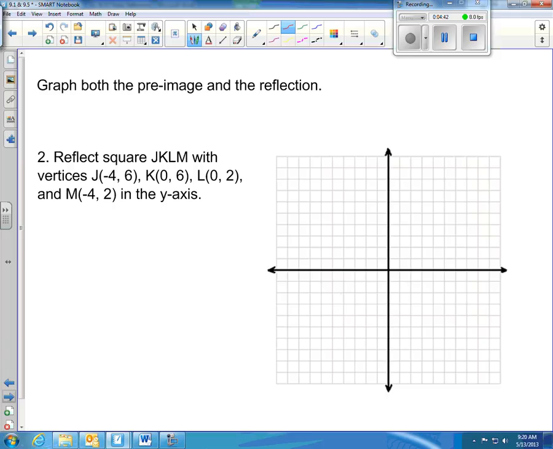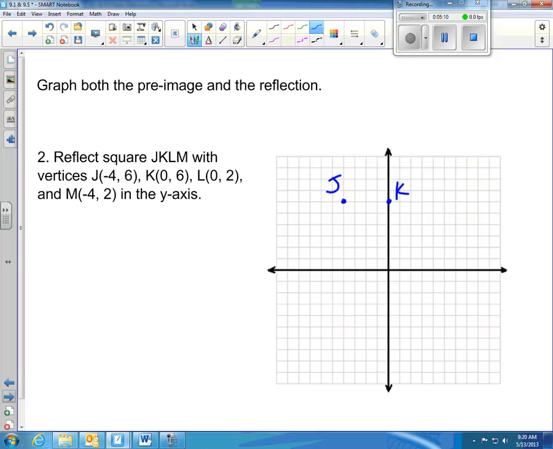All right, graph the pre-image and the reflection. Reflect square JKLM with vertices at -4, 6. So 1, 2, 3, 4, 1, 2, 3, 4, 5, 6. So, -4, 6. Let's try that again. 1, 2, 3, 4, 1, 2, 3, 4, 5, 6. So this is our J. Our K is 0, 6.